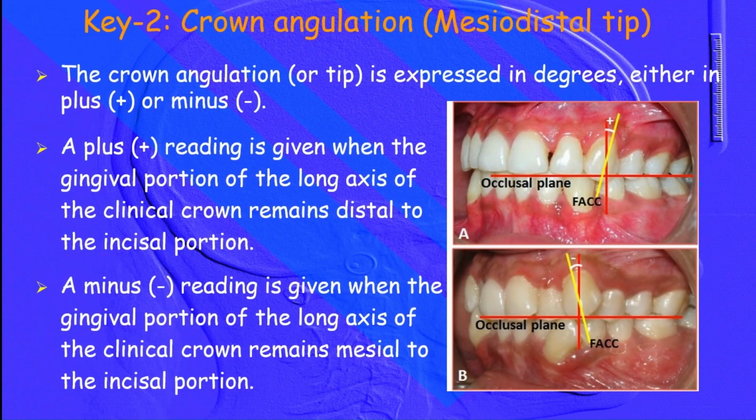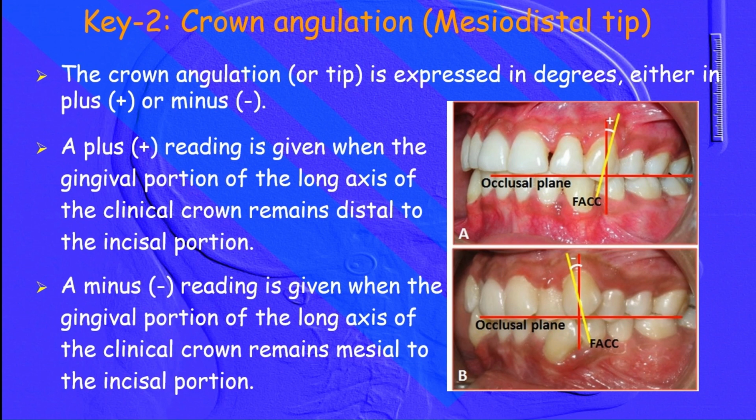The crown angulation, or tip, is expressed in degrees, either in plus or minus. A plus reading is given when the gingival portion of the long axis of the clinical crown remains distal to the incisal portion. Look at the first picture, which highlights the positive crown angulation of the maxillary canine.